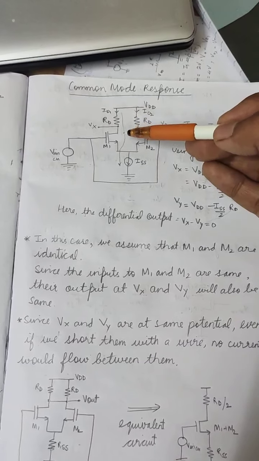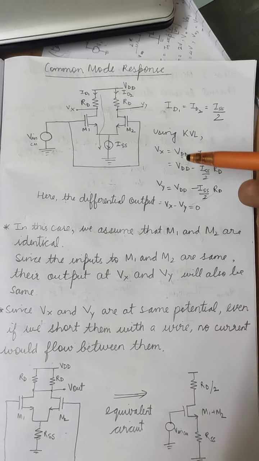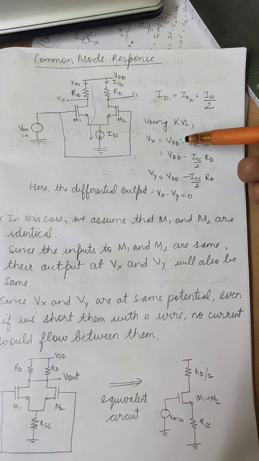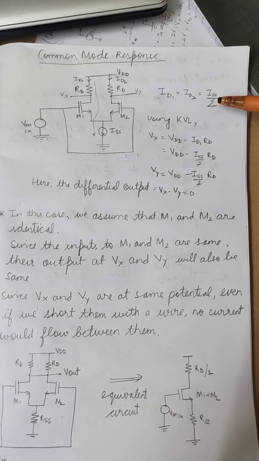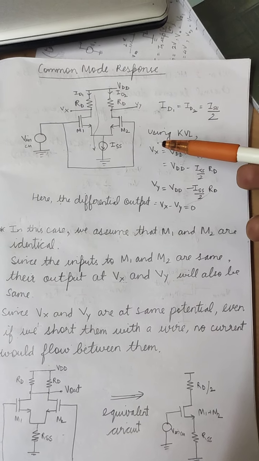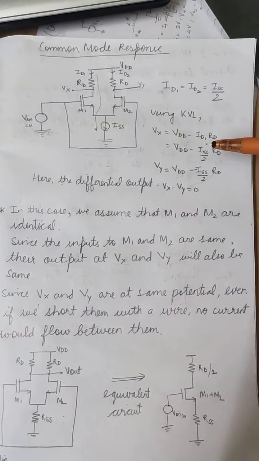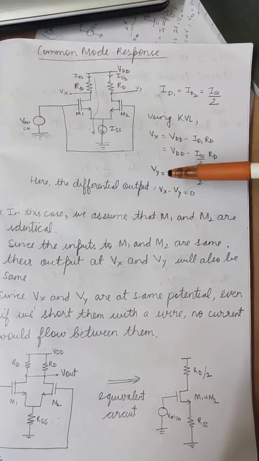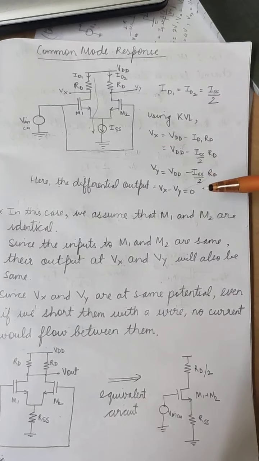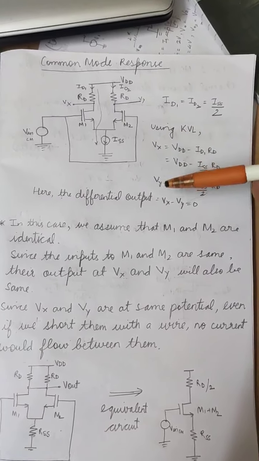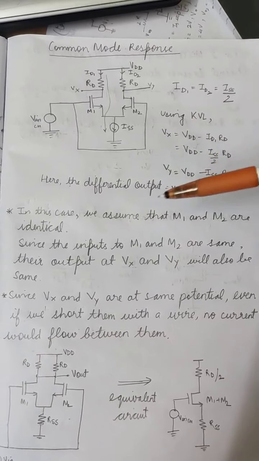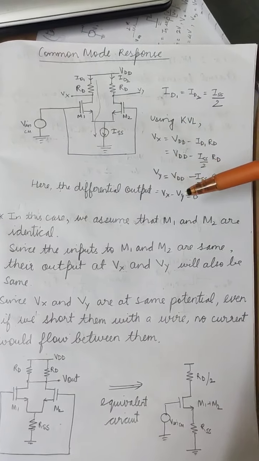In this direction I apply the KVL equation, and I get Vx is equal to VDD minus ID1 RD, and ID1 and ID2 are nothing but ISS by 2. So we get Vx as VDD minus ISS by 2 into RD, and similarly Vy is VDD minus ISS by 2 into RD. So what we notice is that both Vx and Vy are the same, and hence the differential output will be 0.